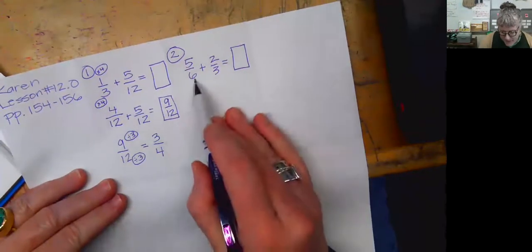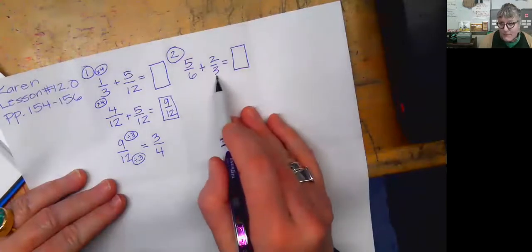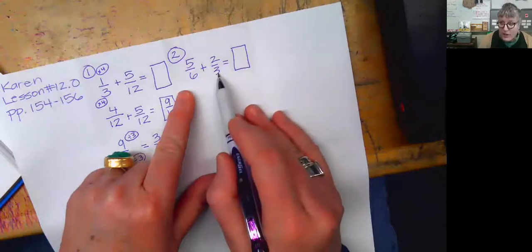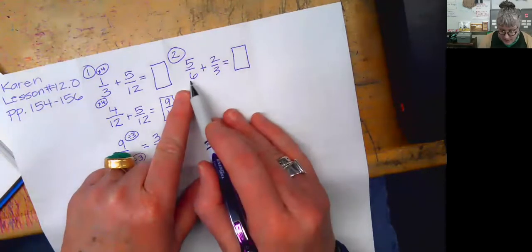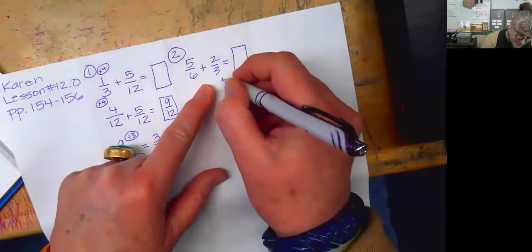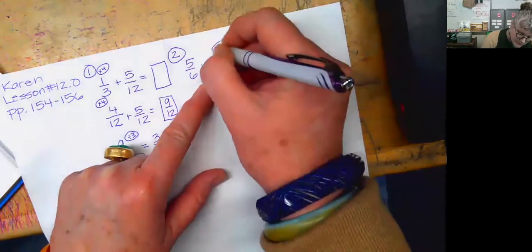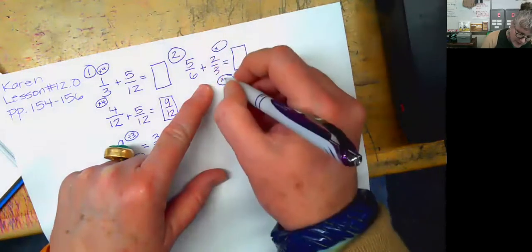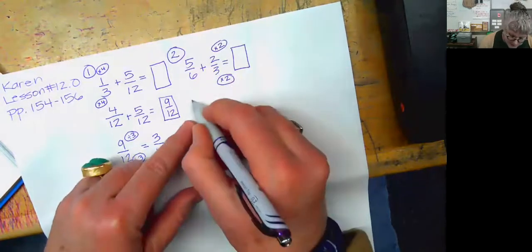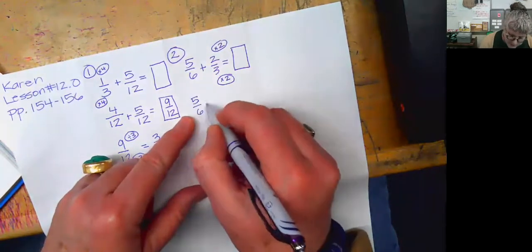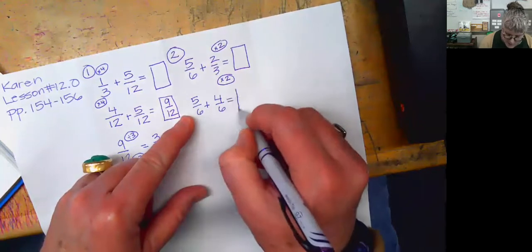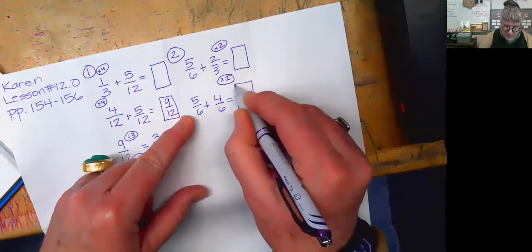So these numbers have to be the same. The denominators have to be the same. It is easier for me to take a lower number and make it into a higher number. So 3 times what is going to equal 6? I'm going to take 2 on the top and bottom, and that's going to give me 5/6 plus 4/6, and that's going to give me my green box number.